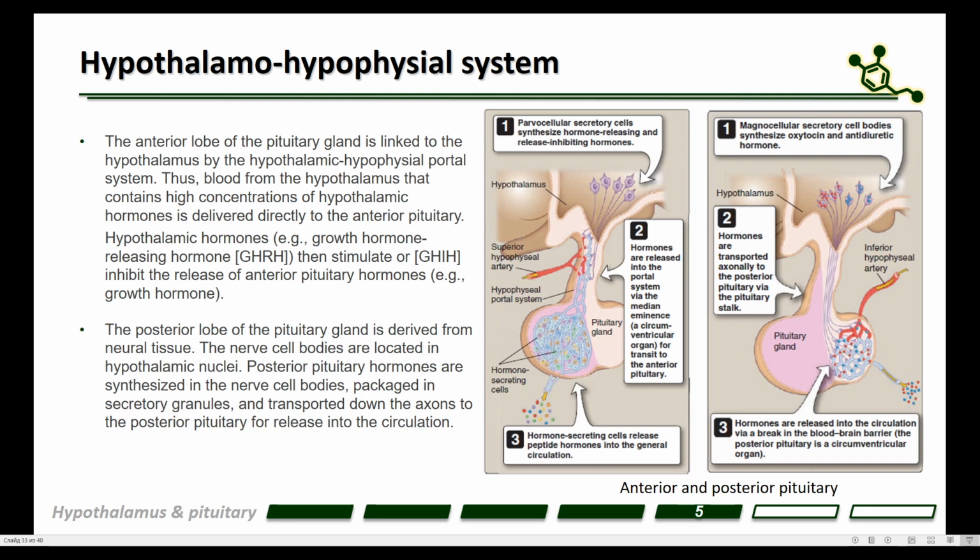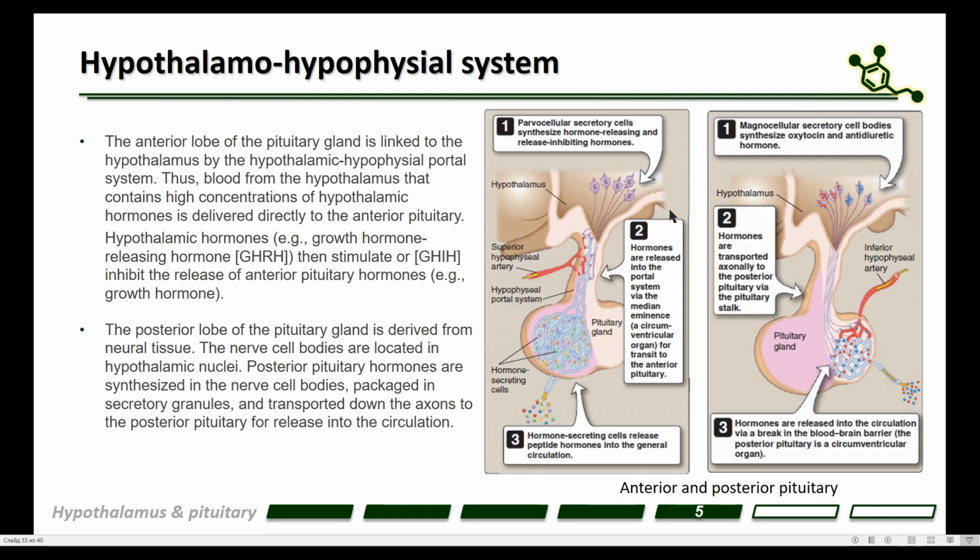The next question which we will talk about is the hypothalamus hypophyseal system. Here on this diagram, you have the anterior and posterior pituitary. For hypothalamus pituitary connections, we have two separate systems. One connects the hypothalamus to the anterior pituitary, and another one connects the hypothalamus to the posterior pituitary. So how do these connections occur?